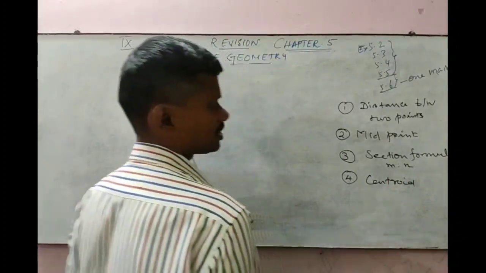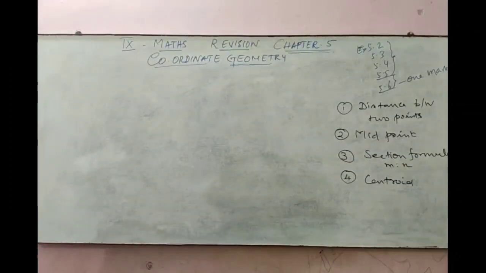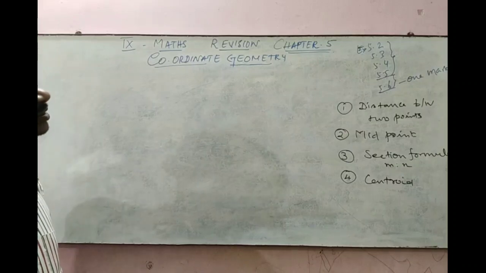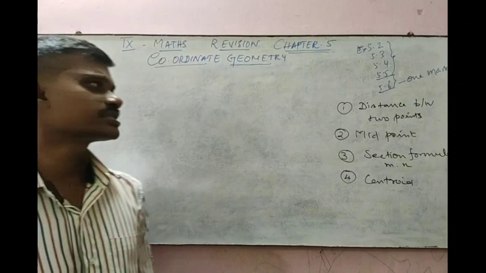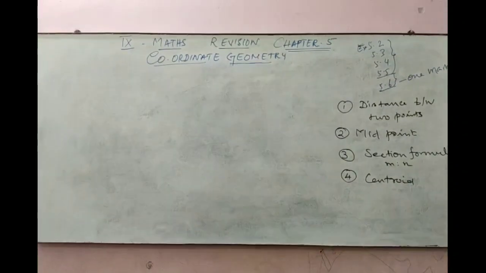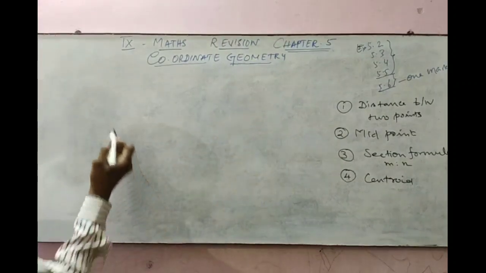Then fourth one, that is exercise 5.5. We studied about the centroid of a triangle. So these are the 4 main concepts you studied in this coordinate geometry. We are going to recall and revise some of the important sums in this exercise. First we will see the formula for those 4 concepts.